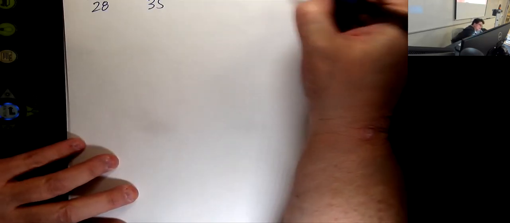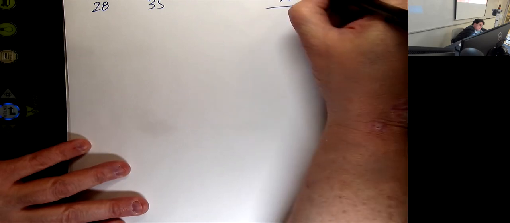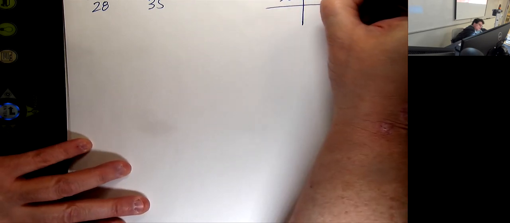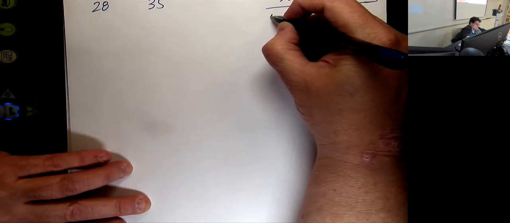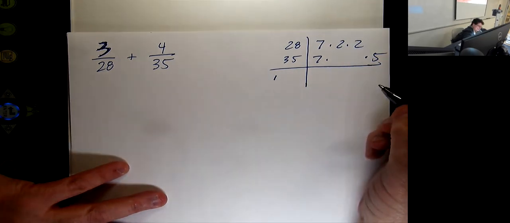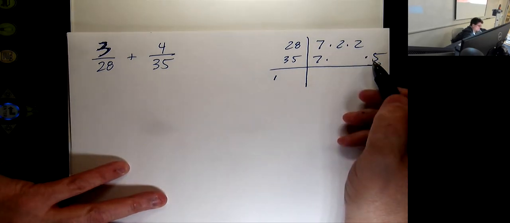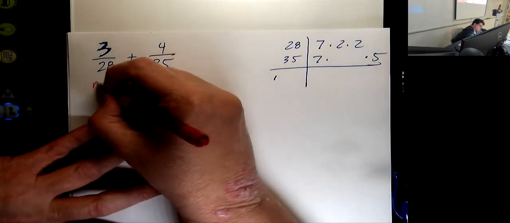So how can I do this? Let's put our table back. We had 28 and 35. And we said 28 was 7 times 2 times 2, and 35 was 7 times 5. So I'm putting our table back up, so I can make the table with the bottoms.